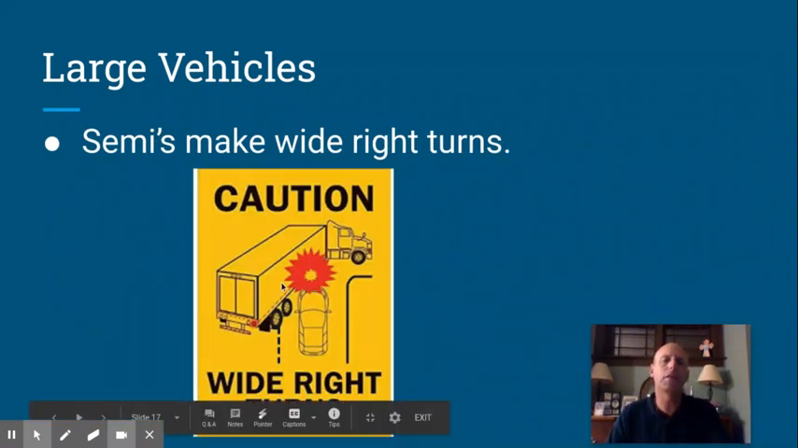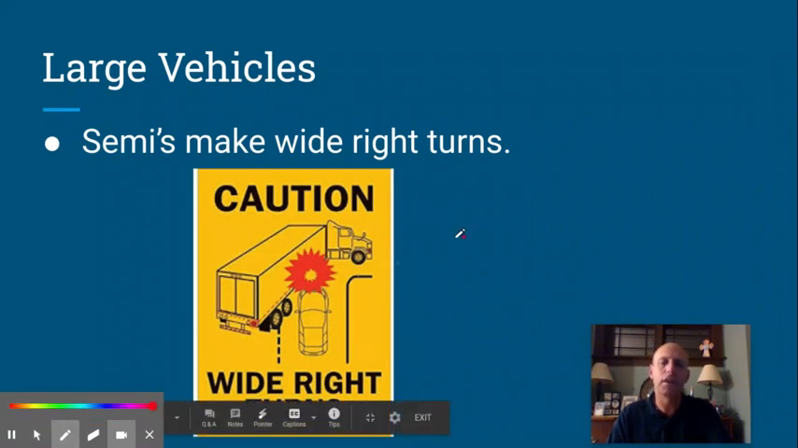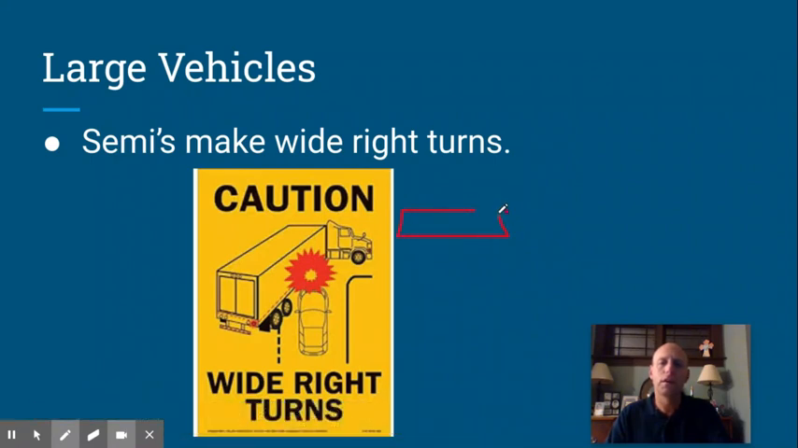Like we said, semis make wide right turns. So if you see their right turn signal on, don't pull up next to them. You're going to get clipped by the trailer. Along the same lines, if you're on this side of the intersection, don't pull up right to the intersection. Stop farther back. Don't pull up where the red is. Stop back here so that the semi-truck has room to make the turn. Now they can come around, make that turn, and continue on.